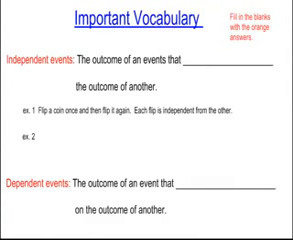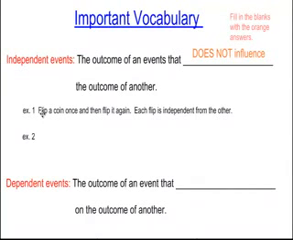Important vocabulary. First thing we need to talk about is independent events. The outcome of an event that does not influence, you need to write that down, does not influence the outcome of another event. An independent event, each time you do it, it's kind of its own event. It doesn't influence anything else.